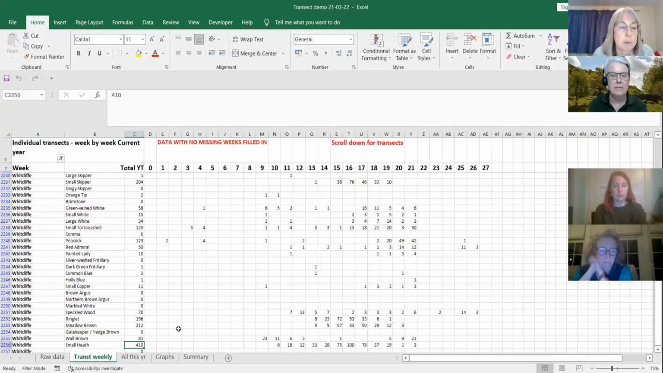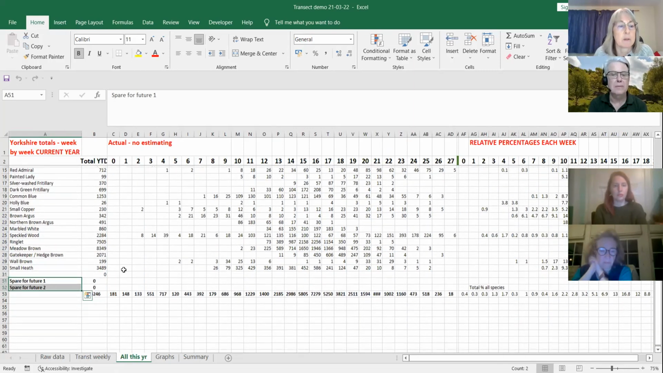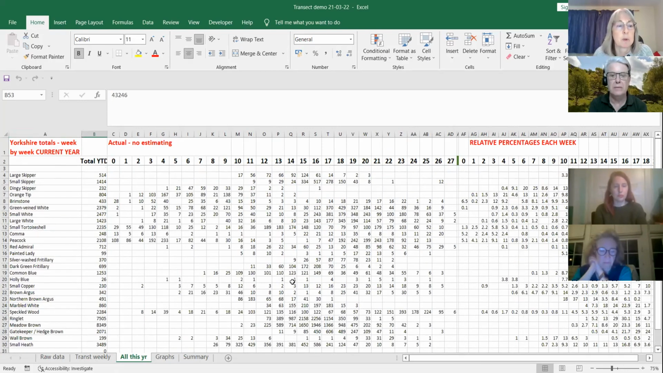And then the next thing I did was add it all up the whole year. So this is all the transects put together. So you can see a phenomenal number of sightings, 43,000 at the bottom there. That's for all the transects put together. And you start to see some real patterns of what species you've seen or have all seen put together, what's common and what isn't common.